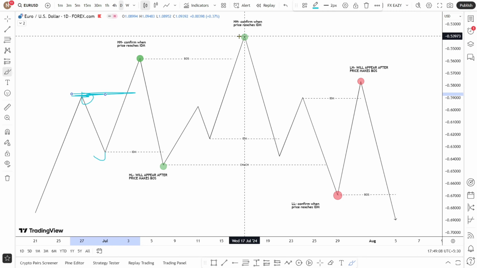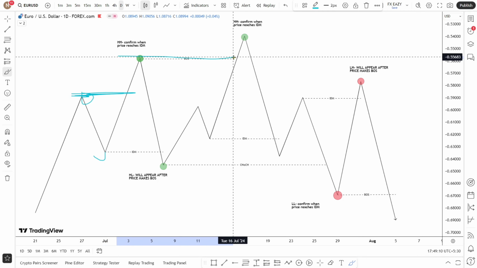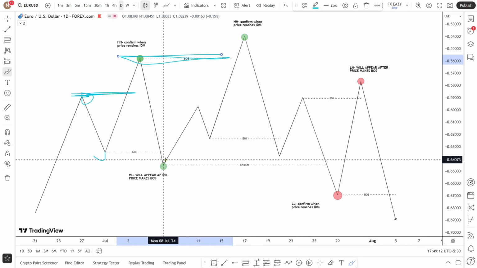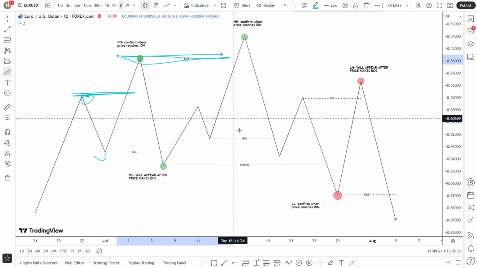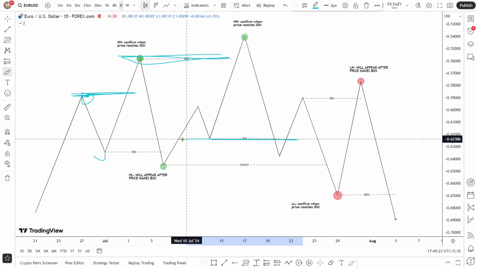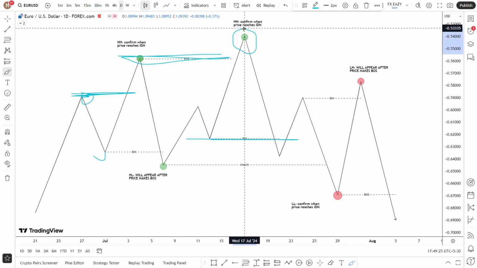See, at this level the market has done a new BOS. At this level the market has done a new BOS. So after the BOS happens, our higher low appears, but our higher high point will appear only after the inducement. See, the market has induced people here, then it confirms that this is our higher high.